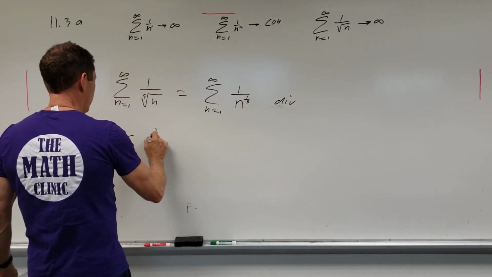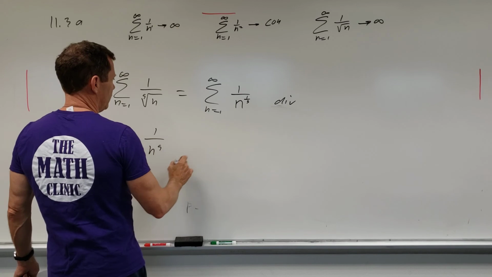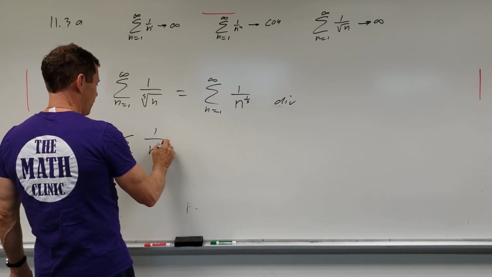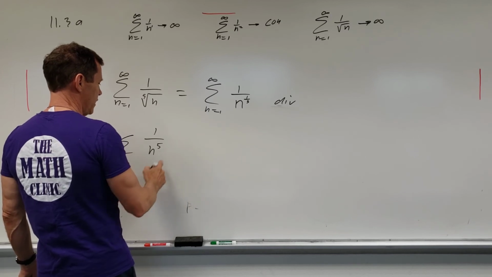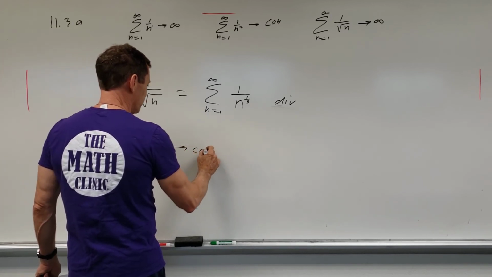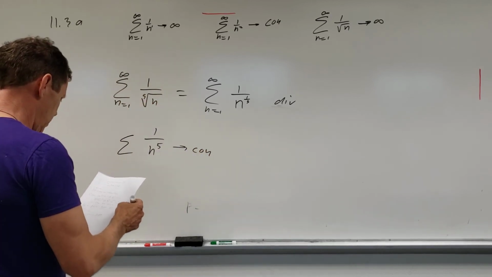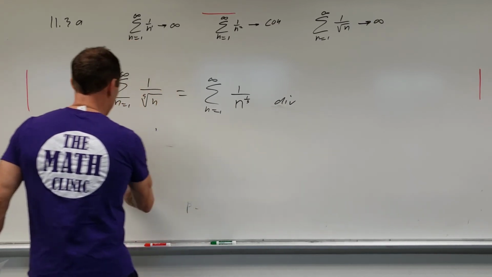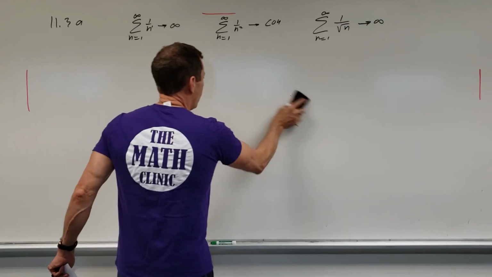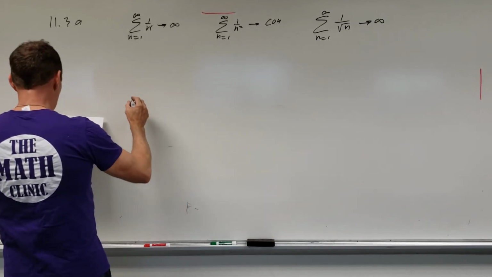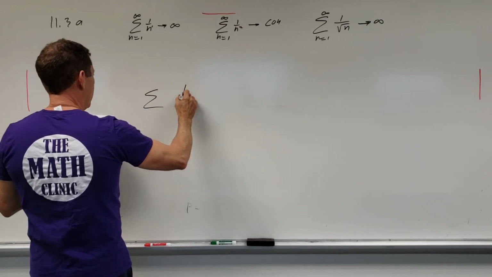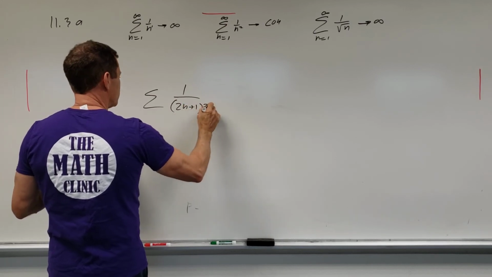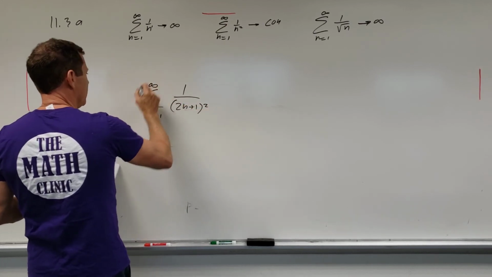Well, if someone gives you 1 over n to the 5th, what is p? That's a 5. Is 5 bigger than 1? Yes, it's bigger than 1, so this is going to converge. Any other ones? Then you can start thinking a little bit outside the box. What if somebody gave you the summation from n equals 1 to infinity of 1 over (2n plus 1) squared?